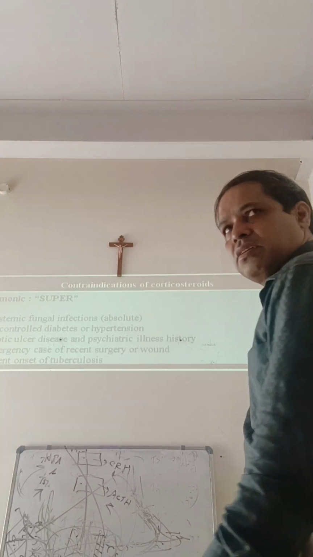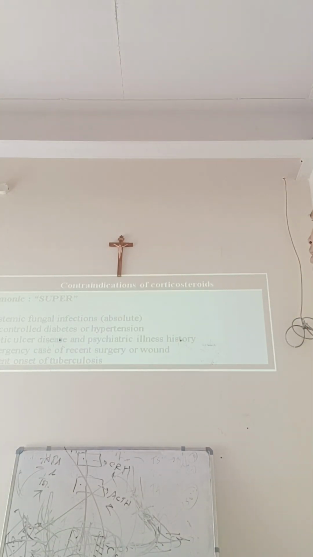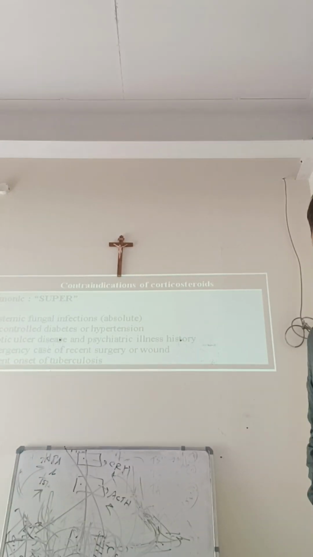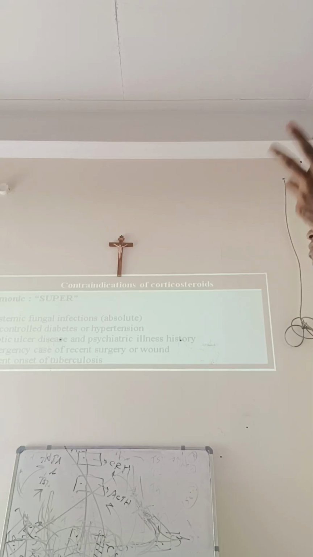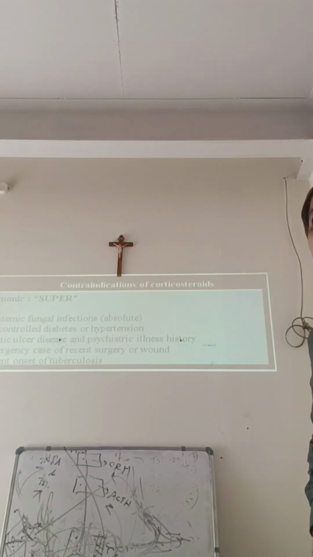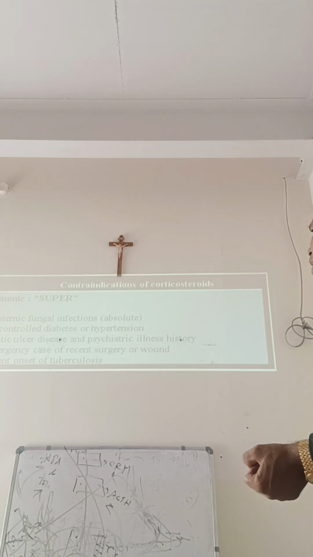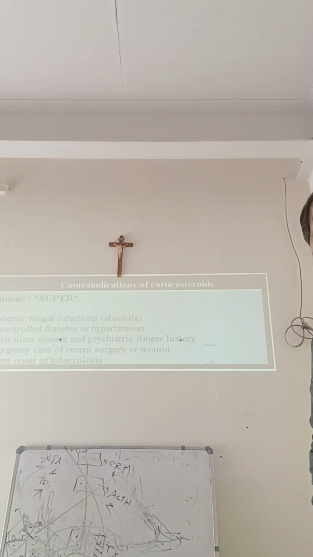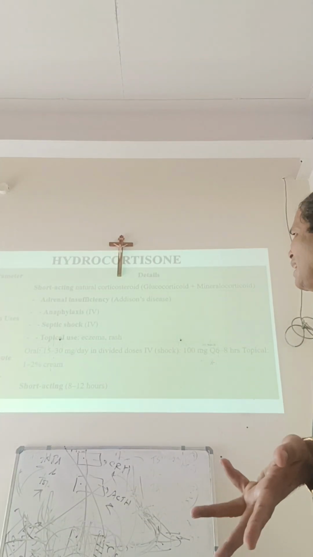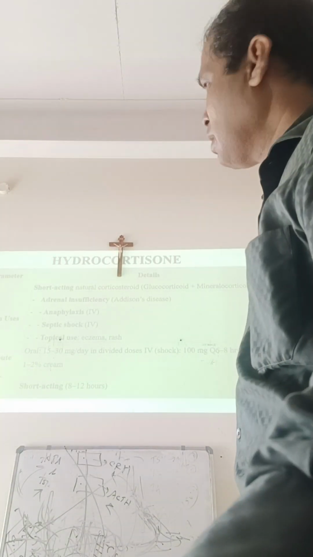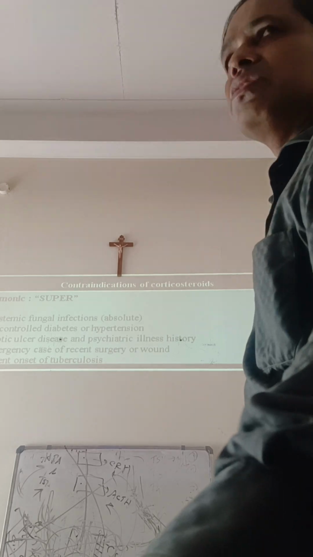Contraindications. Where should it not be used? A patient who already has a systemic fungal infection, because if it suppresses the immune system, the fungal infection will increase. Uncontrolled diabetes and hypertension, peptic ulcer, emergency cases, recent surgery or wound, because if you did surgery on a patient, the wound will not heal. Also recent tuberculosis, it should not be used.